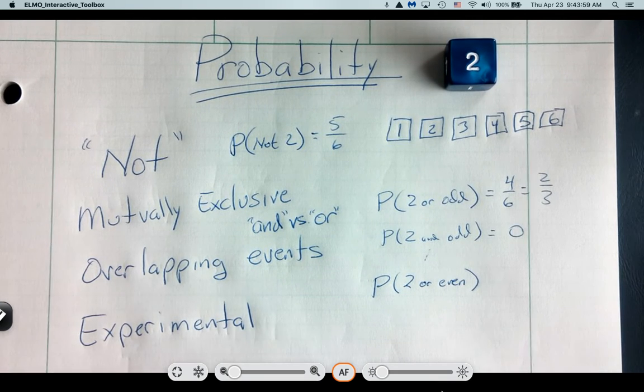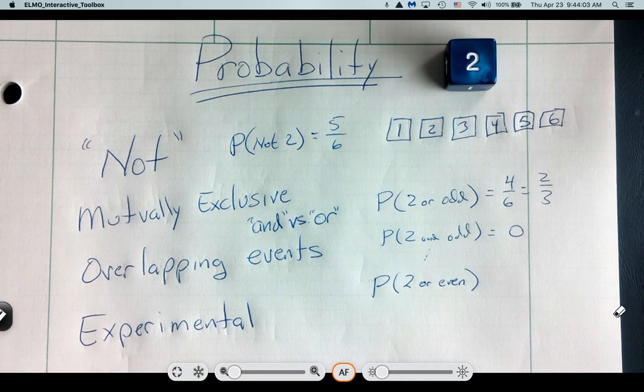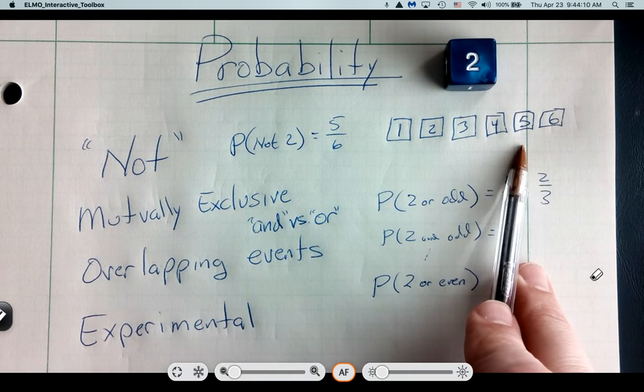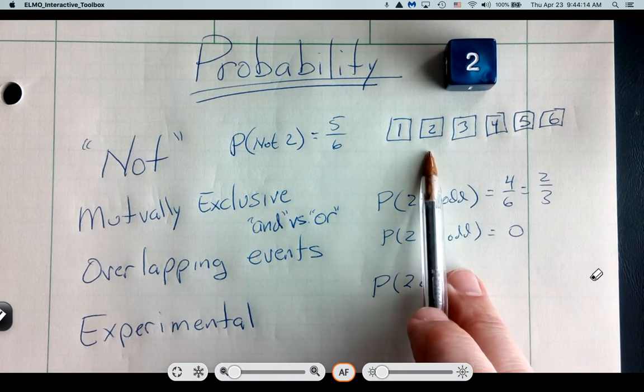Welcome. Today we're going to talk more about probability. Now, when it comes to probability, the thing I want to emphasize is that we are talking about events that can happen and what's the probability of a certain number of those events happening versus other events.